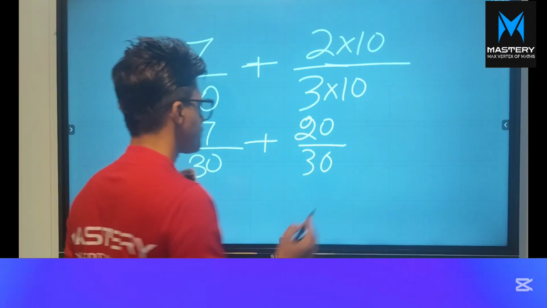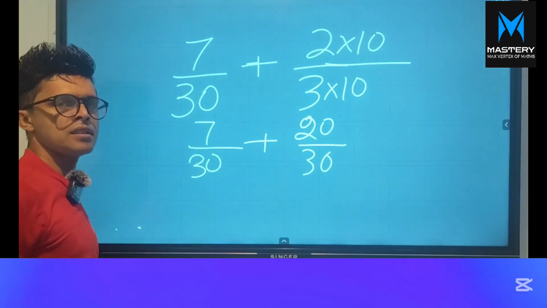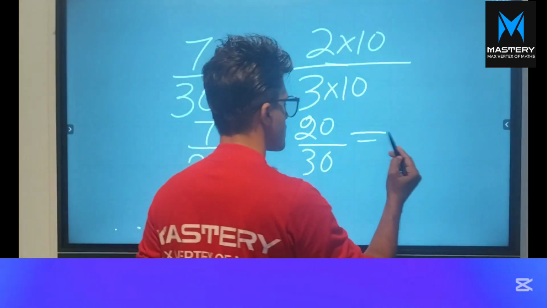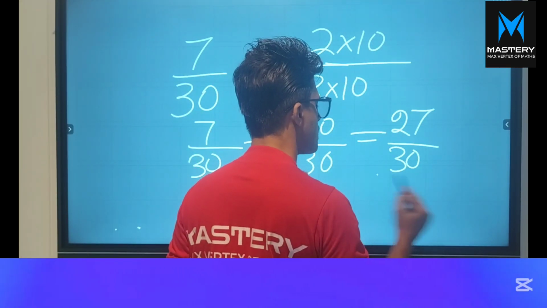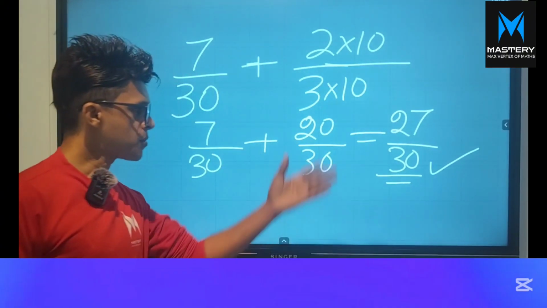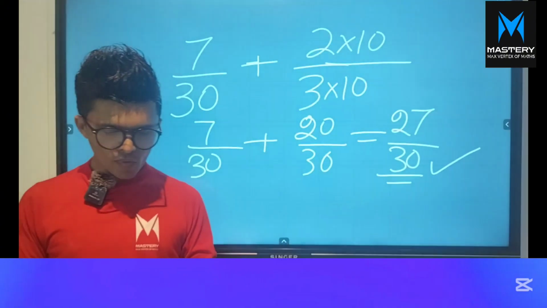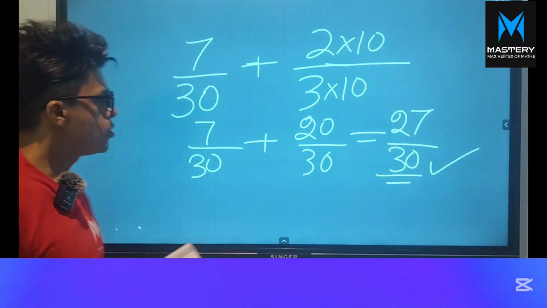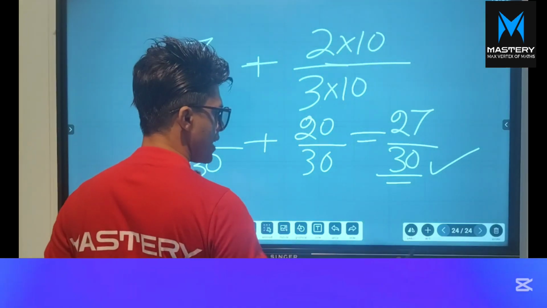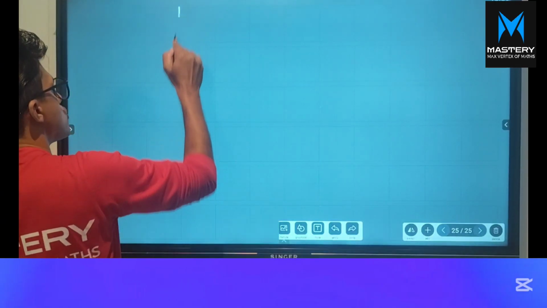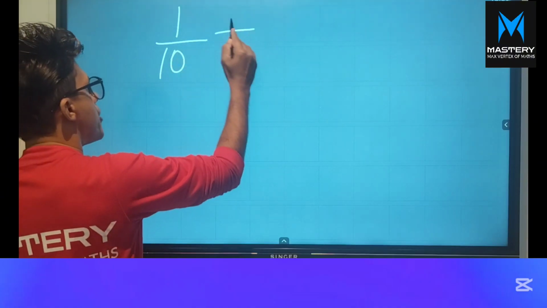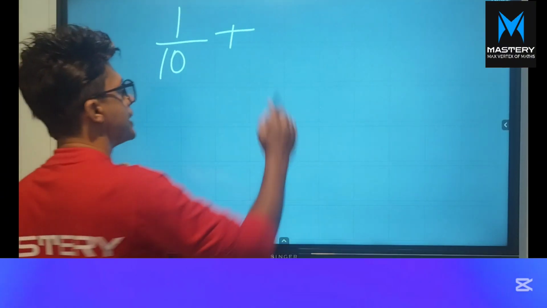20 over 30. Right now here 30, here 30. You can add these two values, and 7 plus 20 is 27. 27 over 30 is the answer. You can't simplify this fraction more. Okay, so I'll be teaching you this question as well, and after that, you will be able to do all the questions that you would see in your test paper, in your textbook, really.